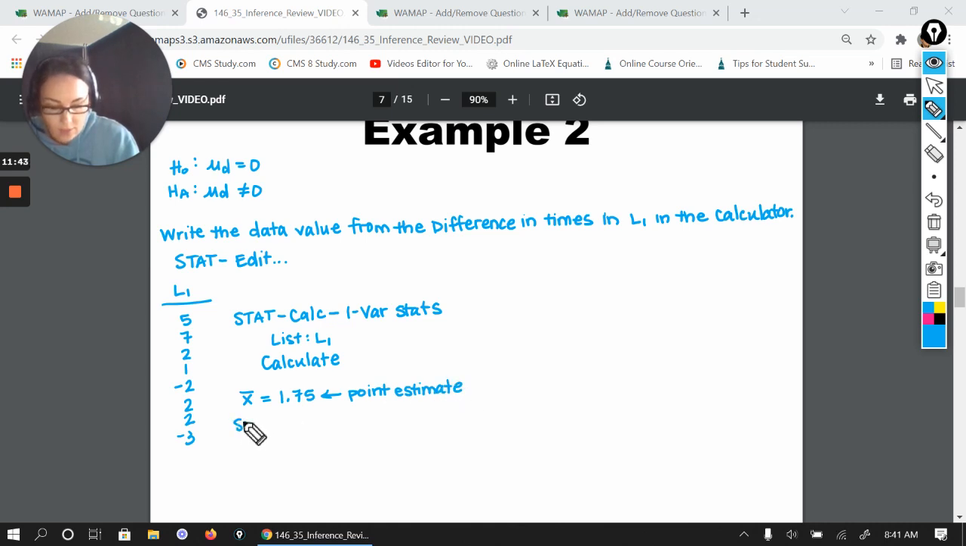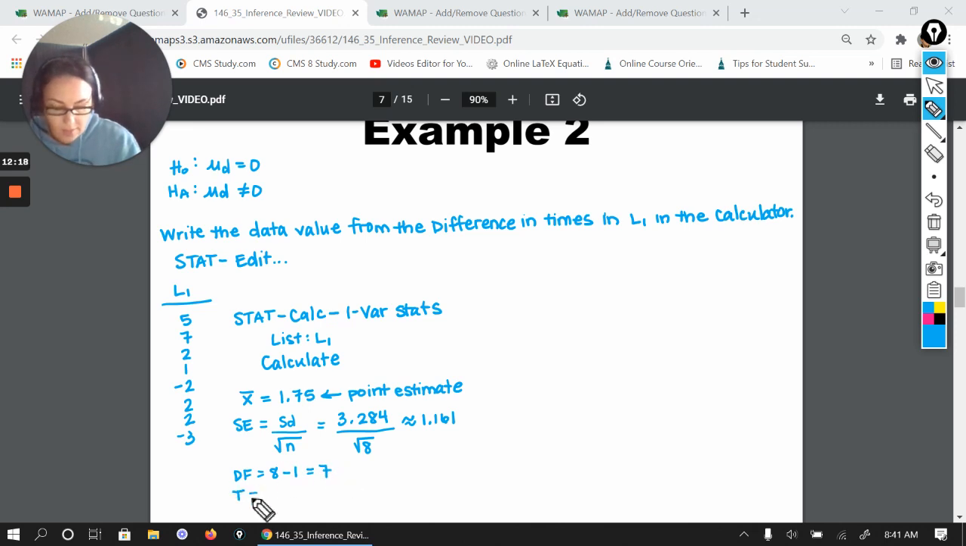And the standard error follows the formula standard deviation of the differences divided by the square root of the sample size. So in the 1-Var Stats, it does give us the standard deviation, which is 3.284, and we divide that by the square root of 8 because there are 8 data values. This is approximately 1.161. The degrees of freedom are the sample size minus 1, so 8 minus 1 equals 7.